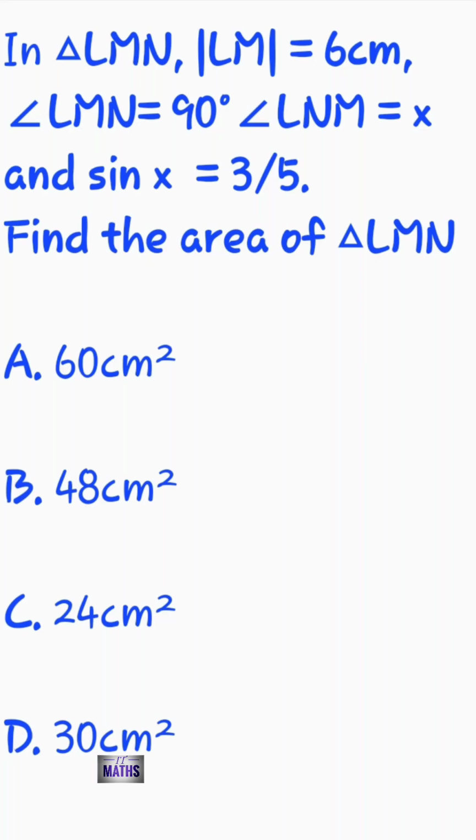In triangle LMN, line LM is equal to 6 centimeters. Angle LMN is equal to 90 degrees. Angle LNM is equal to x, and sine x is equal to 3 over 5. Find the area of triangle LMN.